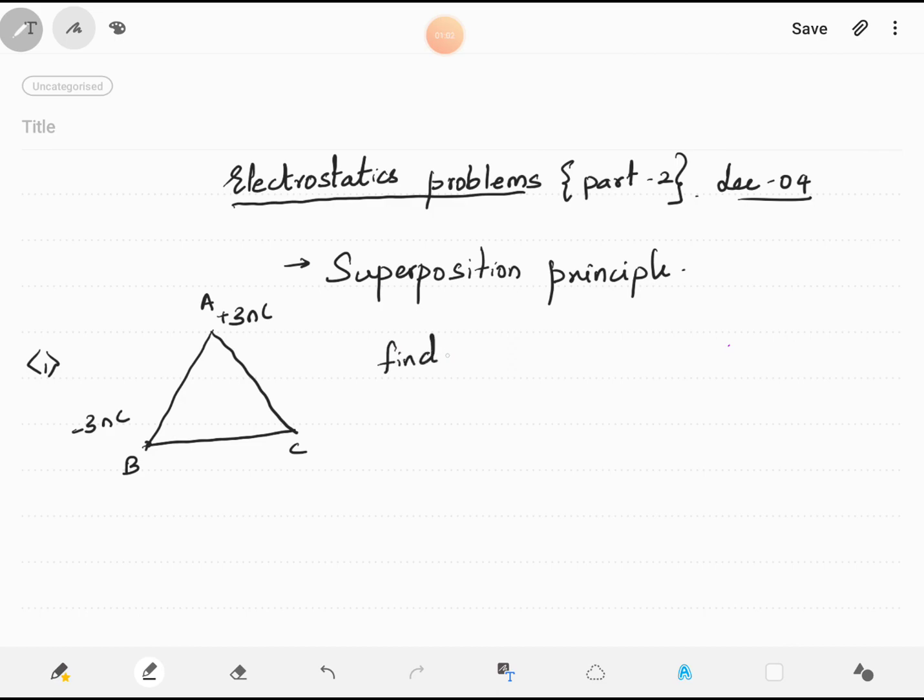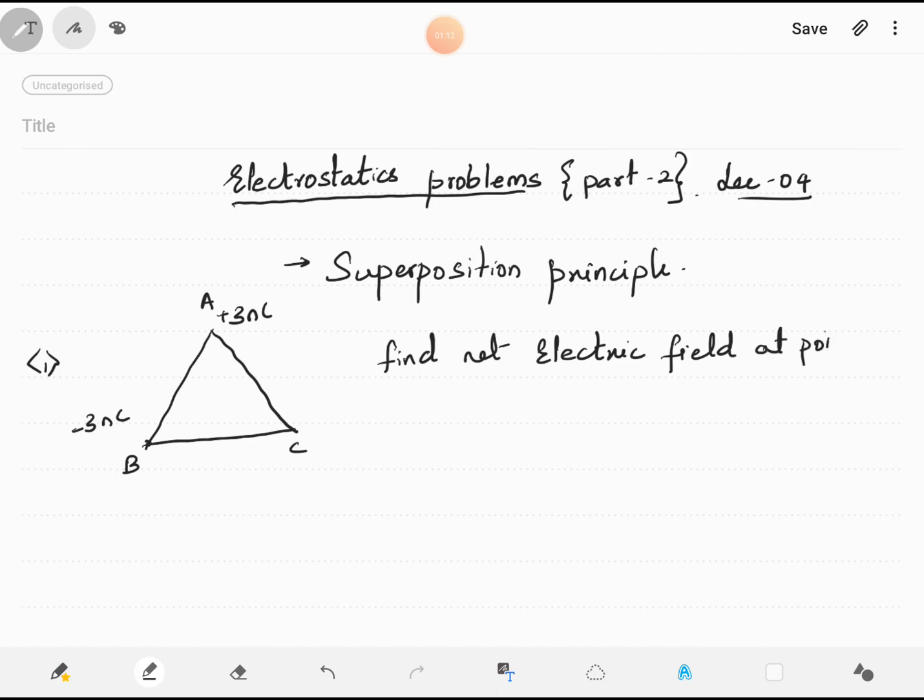the net electric field at point C. The distances are 0.1 meter everywhere. So if this is 0.1 meter everywhere, because it's an equilateral triangle, and these angles are of course 60 degrees everywhere.